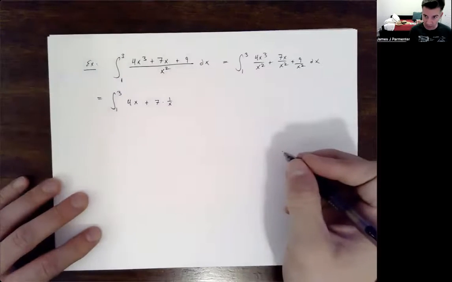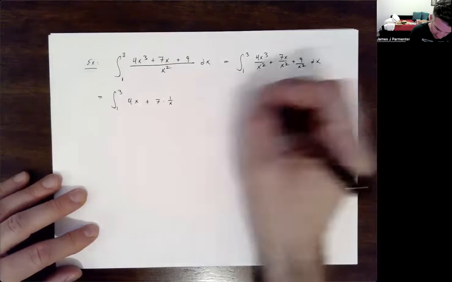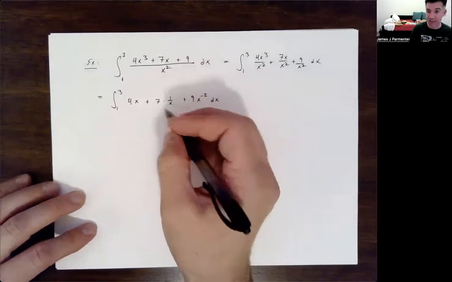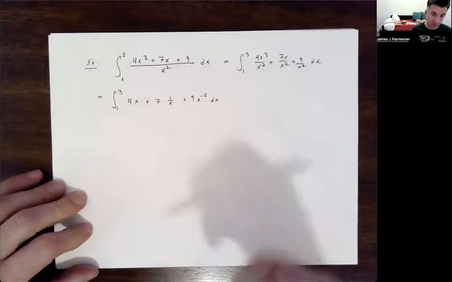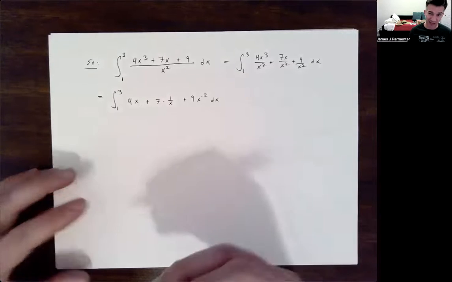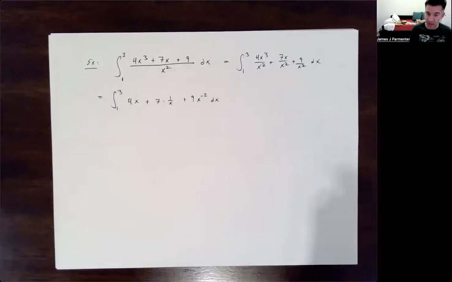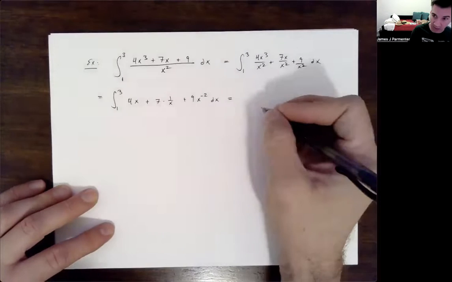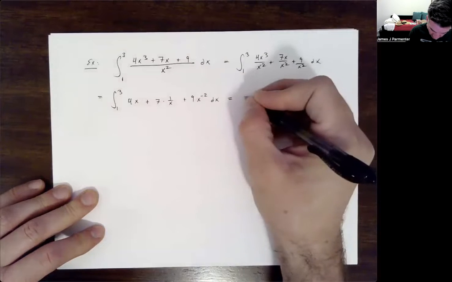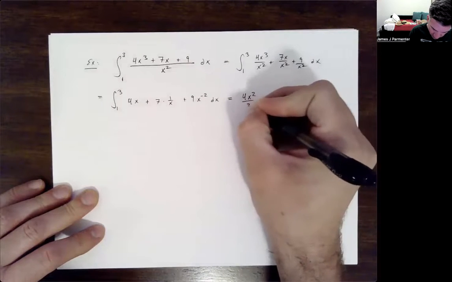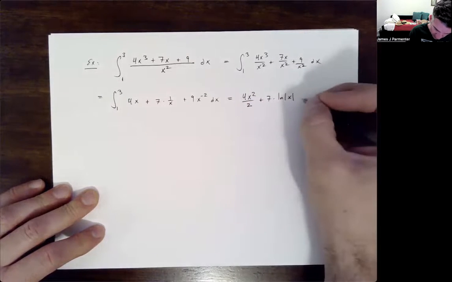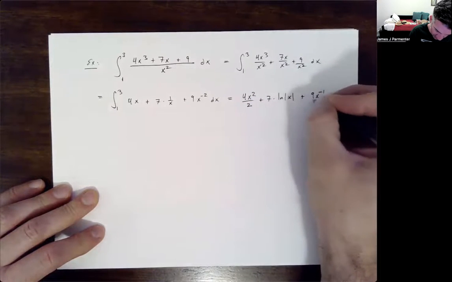I'm going to try and be more on camera here. And then plus 9 times x to the negative 2. I prefer not to write 1 over x as x to the negative 1 because it's easier for me to remember that the antiderivative of 1 over x is the natural log of the absolute value of x, whereas the antiderivative of x to the negative 1 just doesn't seem as obvious to me that it's the natural log of the absolute value of x. So here, anti-differentiating, we're going to get 4x squared over 2 plus 7 times the natural log of the absolute value of x plus 9x to the negative first divided by negative 1.